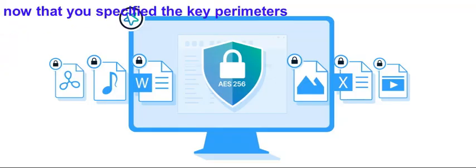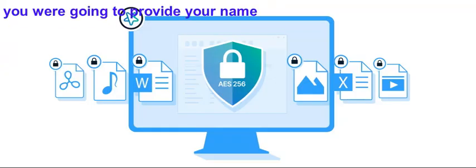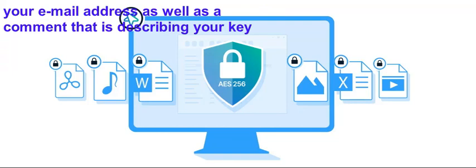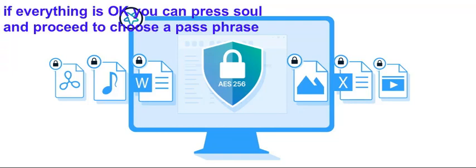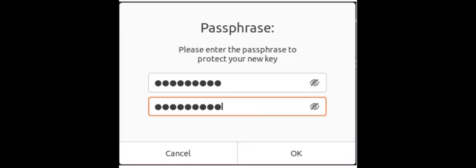Now that you specified the key parameters, you are going to provide your name, your email address as well as a comment that is describing your key. If everything is okay, you can press O and proceed to choose a passphrase.